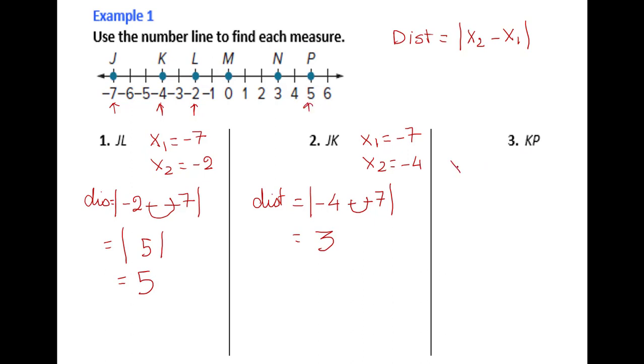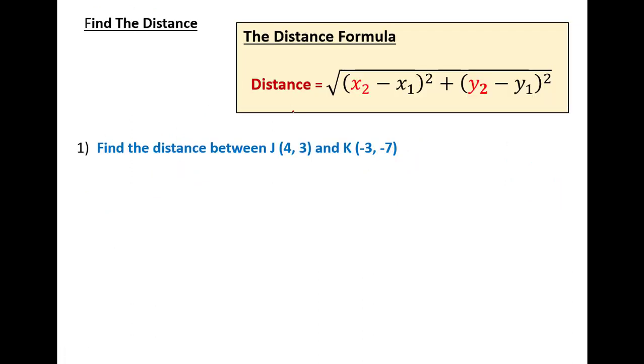Now he wants KP, K and P. So my x1 is equal to -4, and my x2 is equal to 5. And my distance is equal to 5 minus -4. If I look here, I can just count it. Between K and P, I have 1, 2, 3, 4, 5, 6, 7, 8, and 9, which is the same answer.